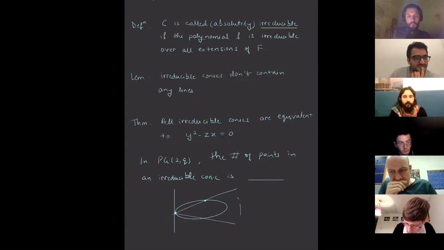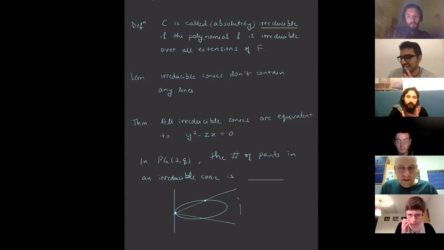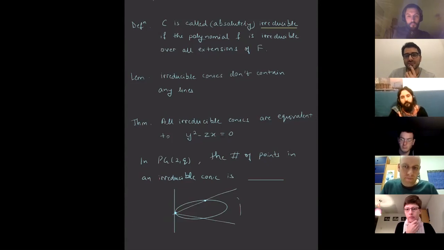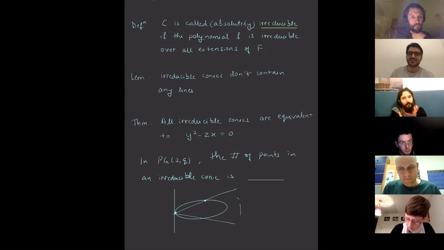Small comment: at least 1 point. Yes, very good point. But I'm reducing it to y squared minus zx, right? So that always has a point over any field. So it's okay. If you're using some other form, then you need that. There's always at least 1 point. Yeah, exactly, but I'm saying irreducible. Okay, I get your point. Yeah, thanks, because I'm using irreducible conics as a very general thing. Maybe it's best so that I don't make this mistake.